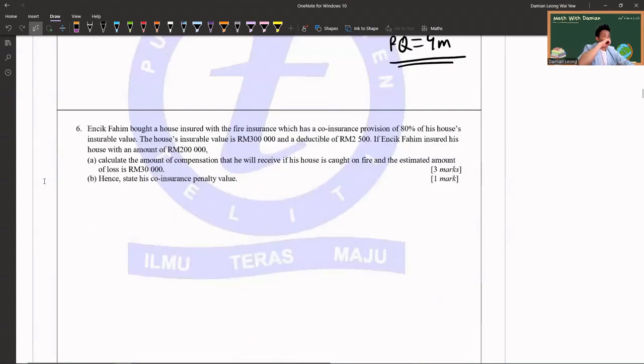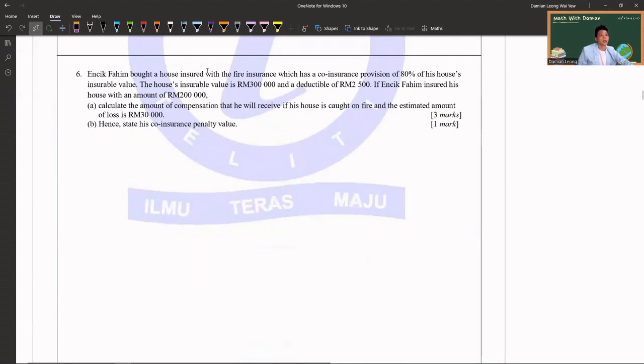Question 6. Encik Fahim bought a house insured with fire insurance, which has a co-insurance provision of 80% of his house insurable value. The house insurable value is 300,000 ringgit and a deductible of 2,500 ringgit. If Encik Fahim insured his house with an amount of 200,000 ringgit, first, I want to calculate the amount of compensation that he will receive if his house is caught on fire and the estimated amount of loss is 30,000 ringgit.